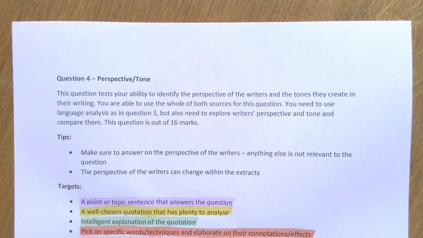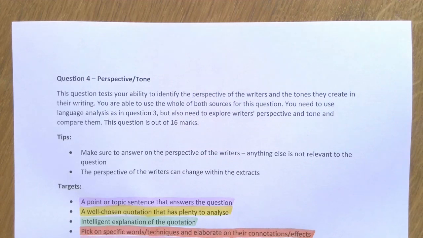Question 4 for English Language Paper 2 is a really quite tricky question, and it deals a lot with perspective and tone. Those are the skills that you're going to be focusing on when it comes to this question. It's out of 16 marks, which means that it's longer than the other questions, so you need to spend a little bit longer on this one, but obviously you've also got to give yourself a fair amount of time when it comes to the transactional writing later on in the paper.